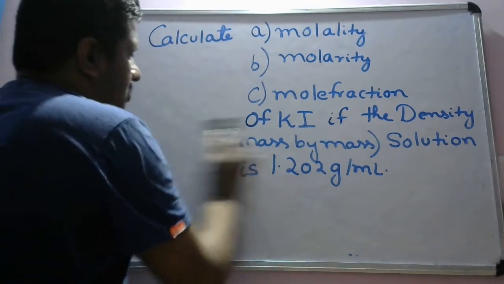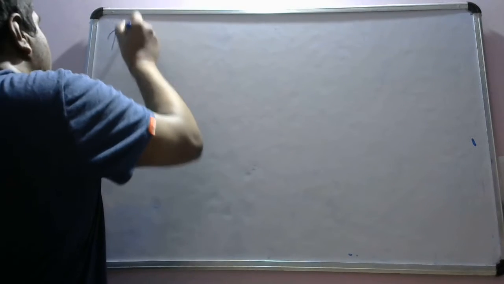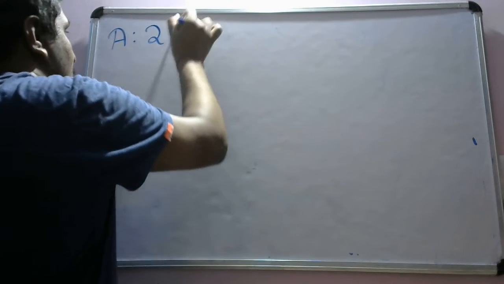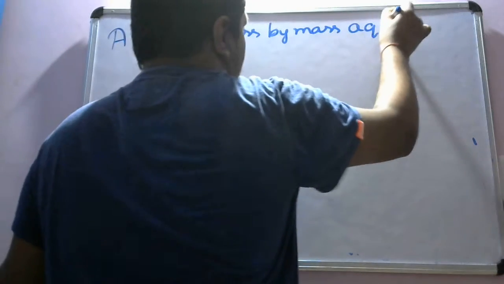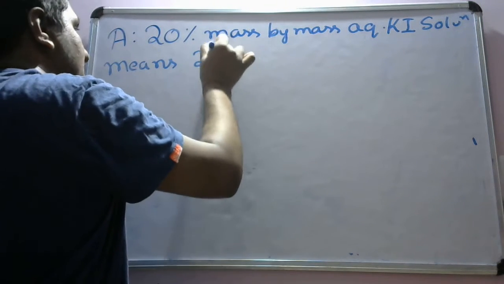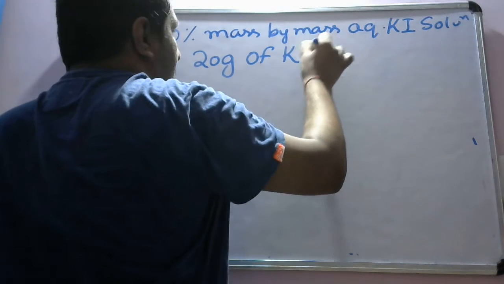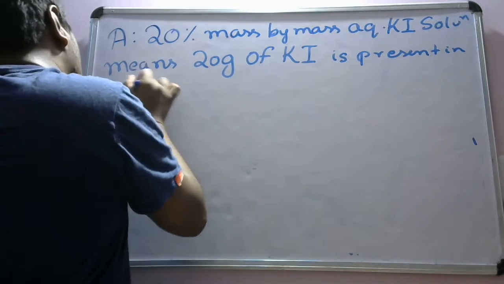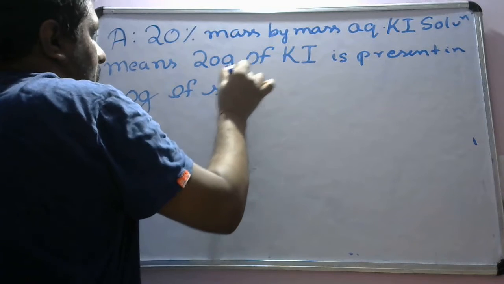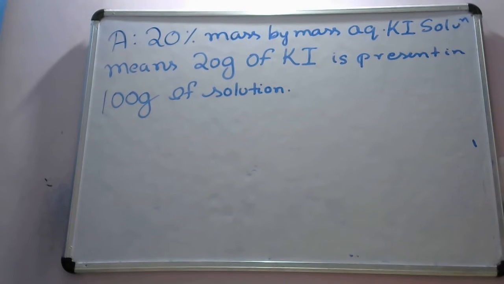Okay, now let us solve this question. Answer: 20% by mass means what? 20% mass by mass aqueous KI solution means 20 grams of KI is present in 100 grams of solution. Grams of KI present in 100 grams of solution.